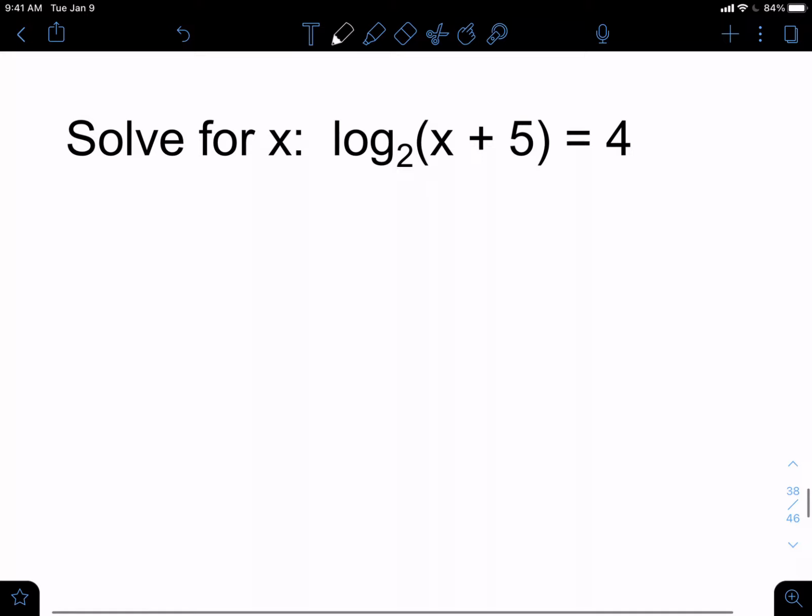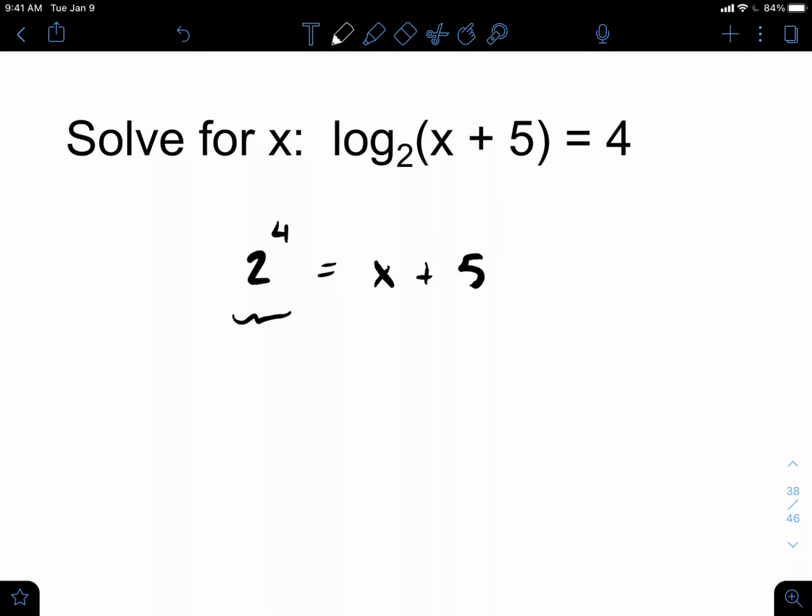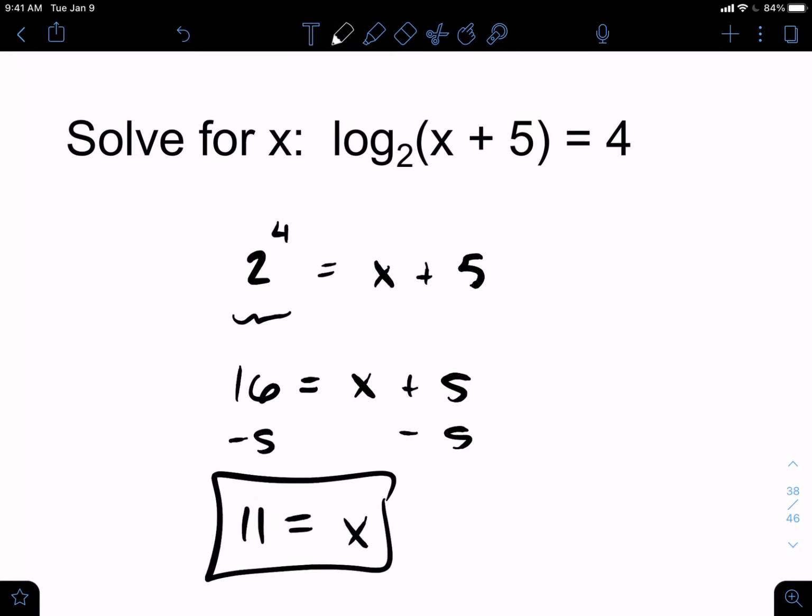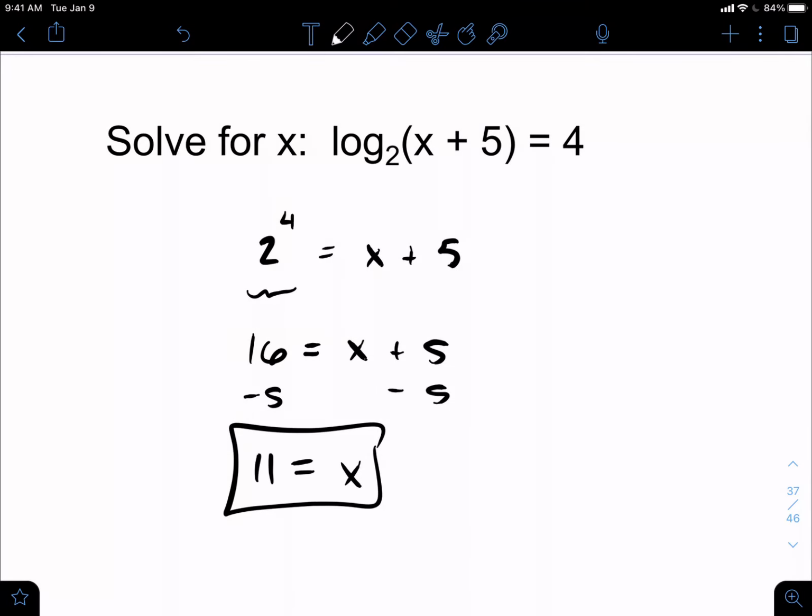So looking at this first expression here, we see that log base 2 of x plus 5 is equal to 4. So we just want to rewrite this in our exponential form. So 2 to the 4th is equal to x plus 5. 2 to the 4th is 2 times 2 times 2 times 2, which is 16. So 16 is equal to x plus 5. And then we can subtract 5 from both sides, and we'll find out that x is equal to 11. And that's really all that we need to do to solve that.